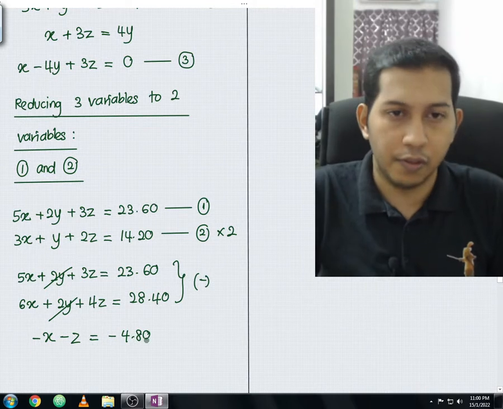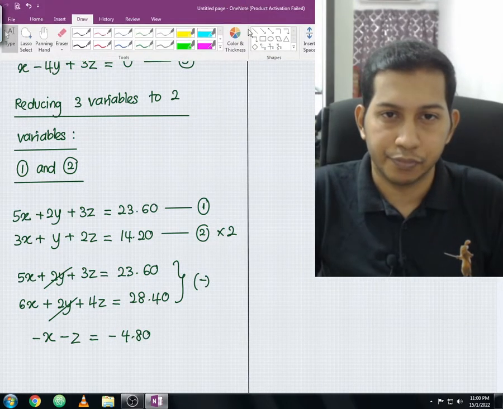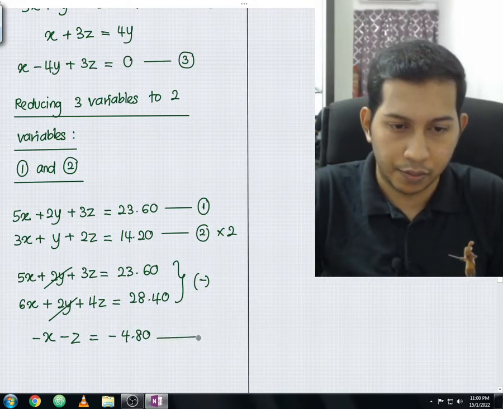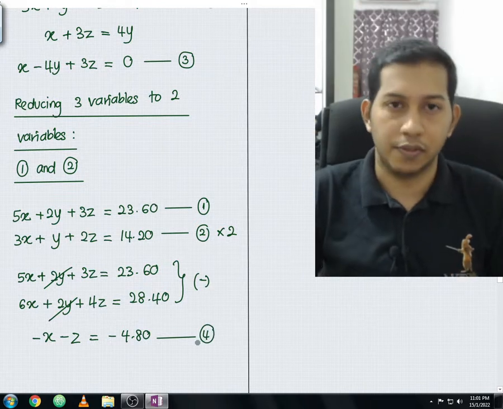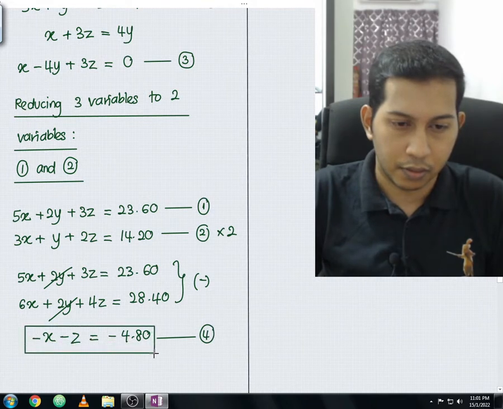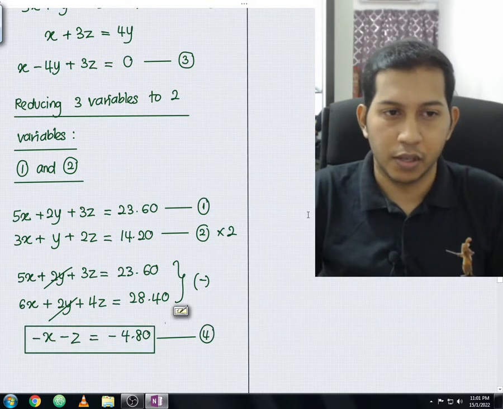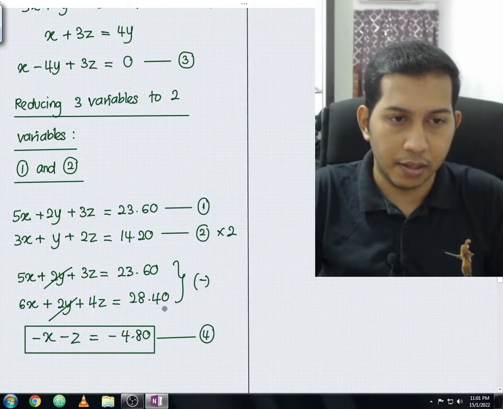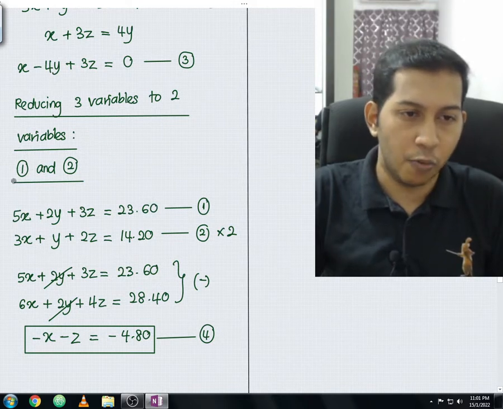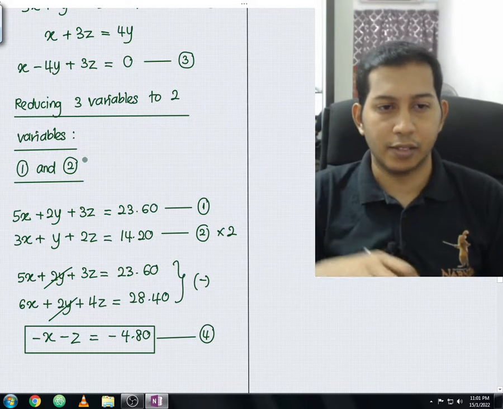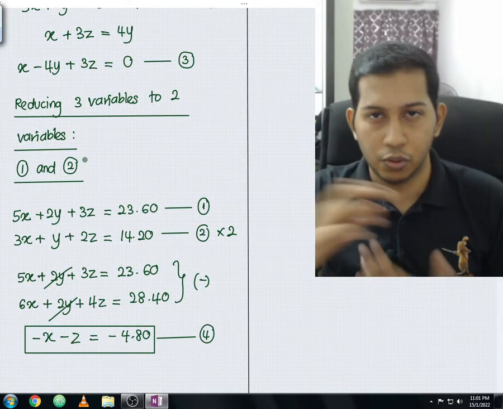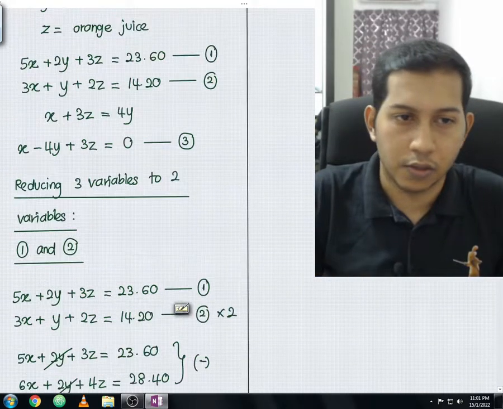So this equation will be your fourth equation. Let me box this fourth equation, so it is very important for us. Okay, so we need another reduction from 3 variables to 2 variables. We have already done with equations 1 and 2. For the next one, we will proceed with equation 2 and equation 3, in the process of reducing from 3 variables to 2 variables. I hope you guys are clear about this.